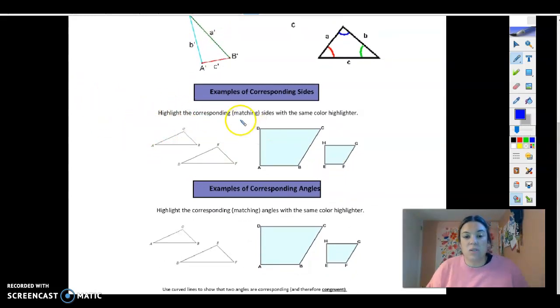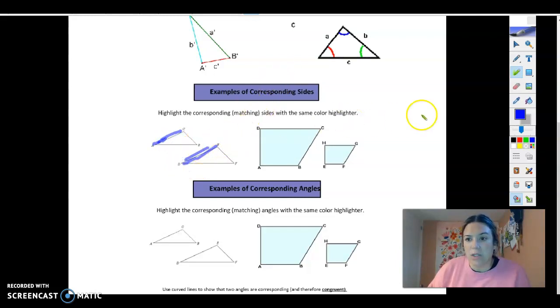So this is highlight the corresponding matching sides with the same color highlighter. So if you have different colors available with you right now, you can do that. But if we're going to say that this side AC corresponds to this side, that's all I mean by using the same color. So this side corresponds to this side, and then this side corresponds to this side.